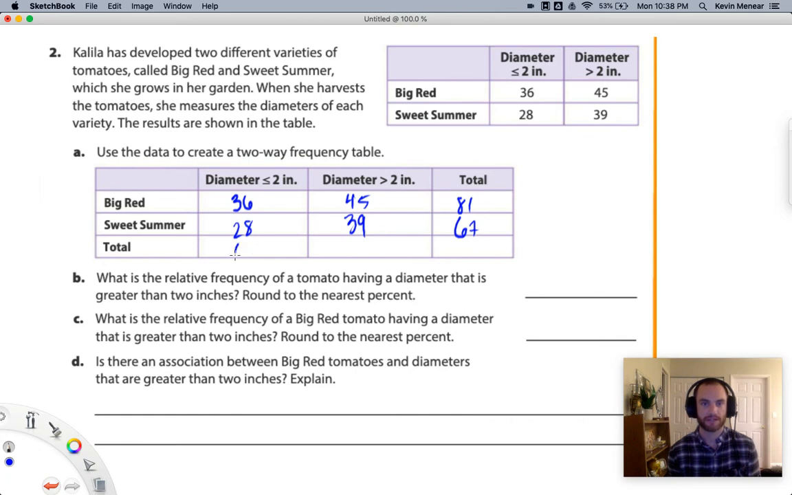36 plus 28 is 64. 45 plus 39 is 84. 81 plus 67 is 148. And just make sure these add up. 64 plus 84 is 148.